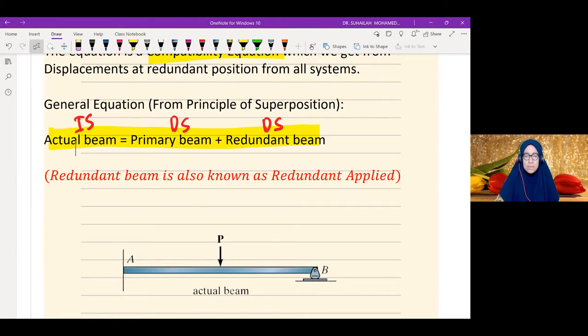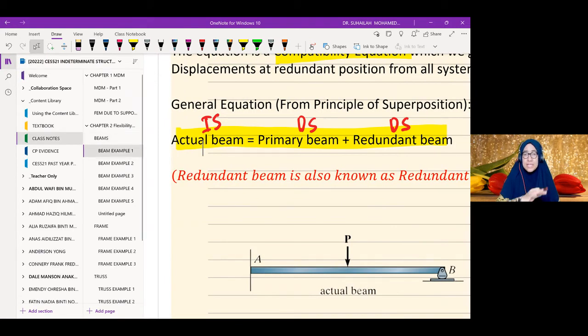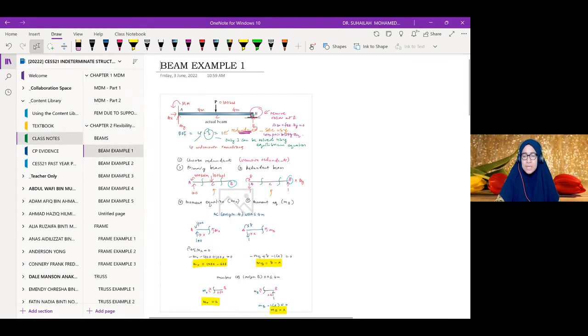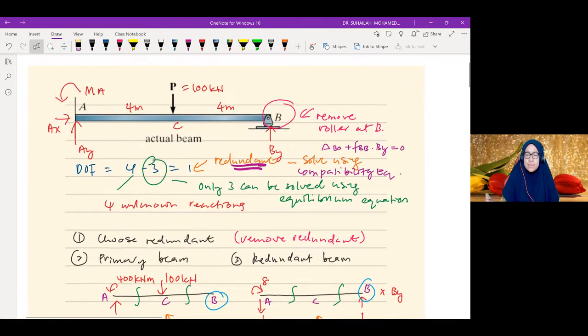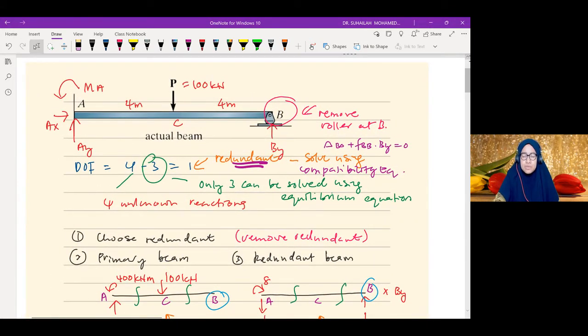So let's do one example. Let's review the example that I have prepared previously. This is a beam with one end fixed and one end roller. B is roller. So we remove BY as the redundant.